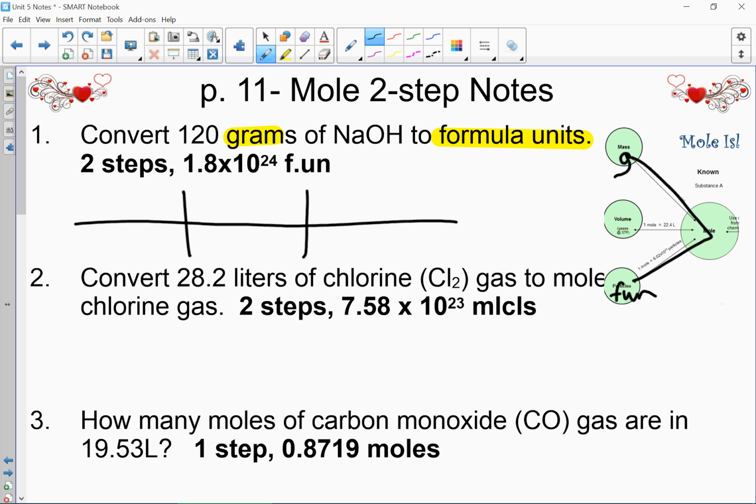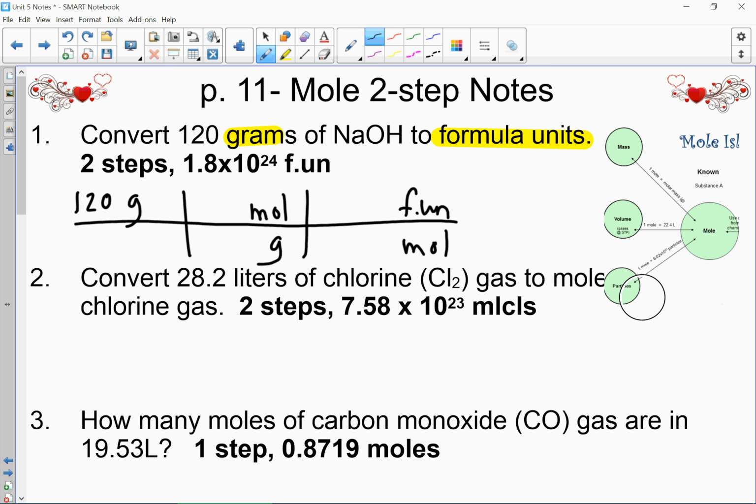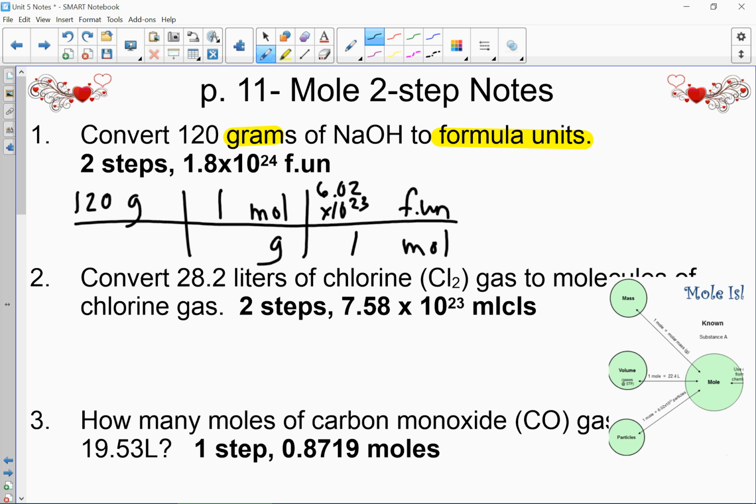Start with what they give you. I have 120 grams. Grams up, grams down. From that gram island, the only place that I can go is moles, so that's the next thing here. So I have moles up and then moles down. From mole island, I'm going to finish and go down to those formula units. Now you have good places to put your numbers. You know that you're always going to write 1 with the mole. You know that formula units uses Avogadro's number. And you know that for grams, I need the molar mass.